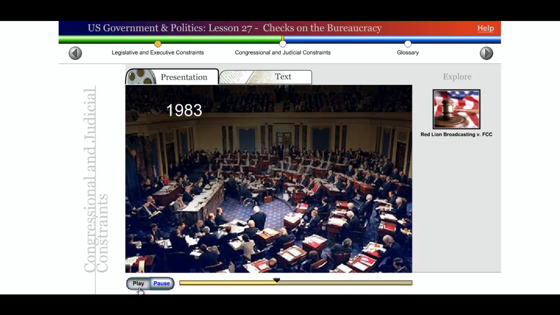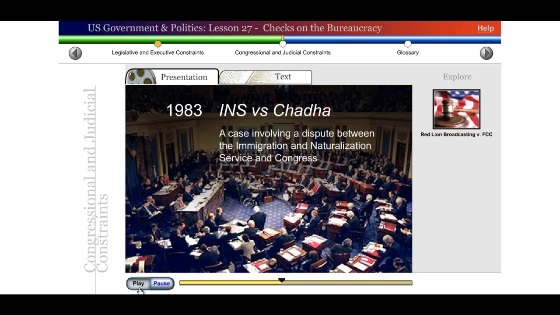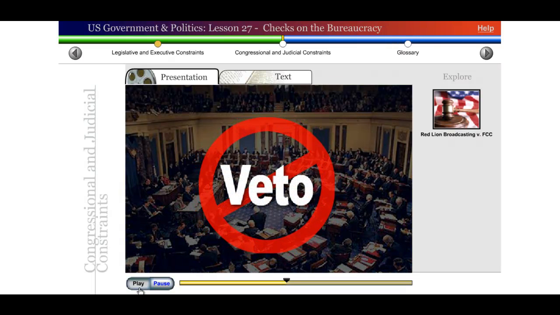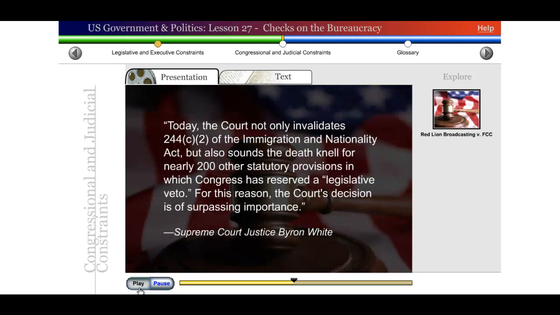In 1983, the Supreme Court intervened in INS versus Chadha, a case involving a dispute between the Immigration and Naturalization Service and Congress. In a landmark ruling, the court struck down the legislative veto, effectively eliminating Congress's power to overrule bureaucratic decisions. Today, the court not only invalidates 244(c)(2) of the Immigration and Nationality Act, but also sounds the death knell for nearly 200 other statutory provisions in which Congress has reserved a legislative veto. For this reason, the court's decision is of surpassing importance. Supreme Court Justice Byron White.